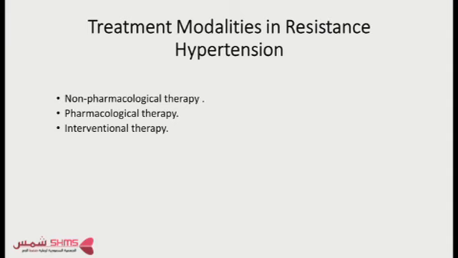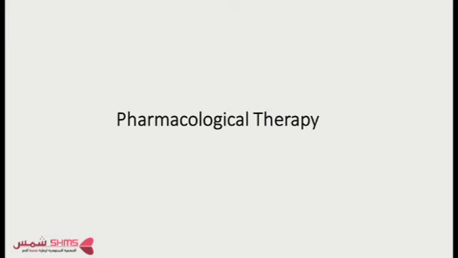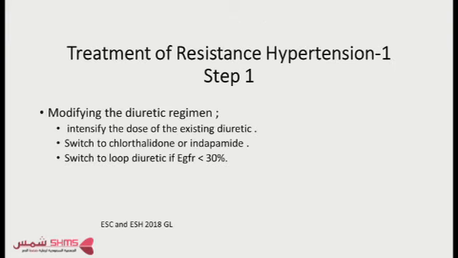Treatment modality in resistant hypertension. Non-pharmacological intervention, I will not talk about it, it's already covered. Pharmacological therapy. Now here we expect the patient to be already on 3 drugs, including a RAS blocker, a CCB, and a diuretic, so we start from there. What we can do first: modify the diuretic regimen, intensify the dose of the existing diuretic, switch to chlorthalidone or indapamide, or switch to a loop diuretic. This is important to consider before you start the next step.